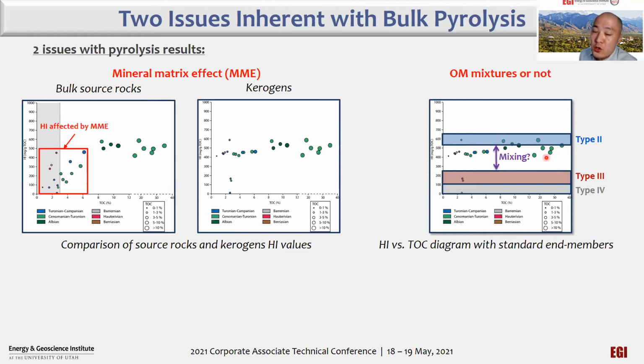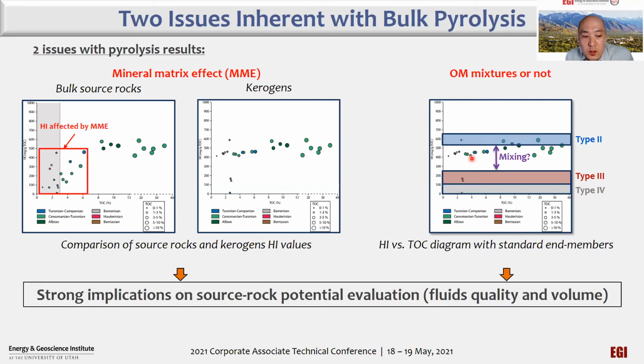And these samples are usually interpreted as mixed type 2 and type 3, which are gas and oil prone. However, our studies showed that in some basins and in some stratigraphic intervals, such samples actually contain only a small amount of continental organic matter and are more largely composed of slightly altered marine organic matter, which is still oil prone rather than gas and oil prone. So these issues do have strong implications on source rock potential evaluation.